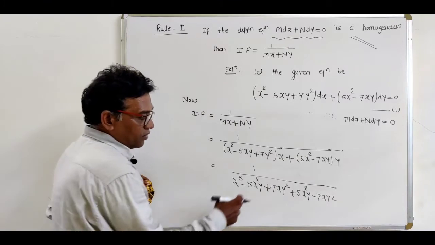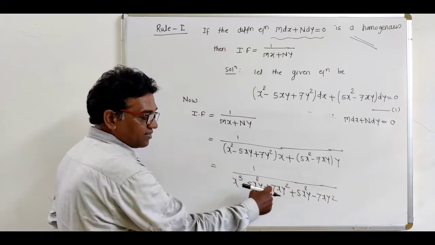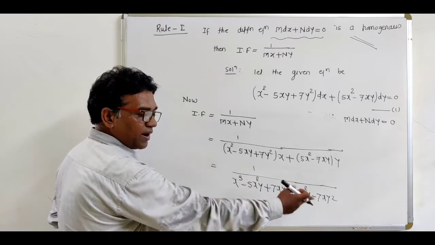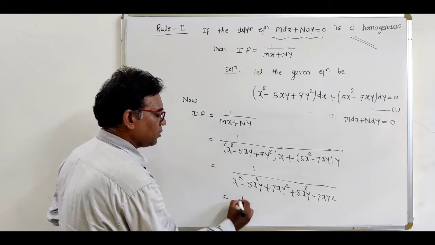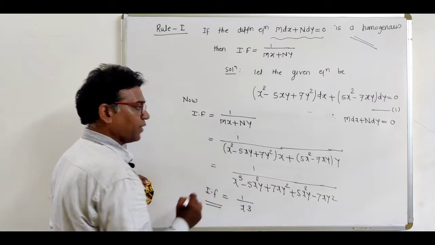So minus 5x square y plus 5x square y get cancelled. 7xy square with positive and negative sign get cancelled. So what is the remaining term? 1 upon x cube. This is the integrating factor.